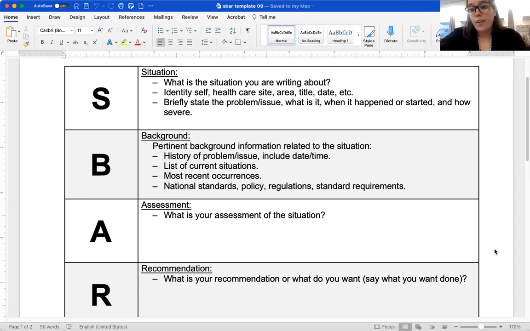So to break down, if you've never heard of SBAR, S stands for situation, B stands for background, A stands for assessment, and R stands for recommendation. So this is a real basic explanation of what they are. When we talk about a situation, we're saying, what is the situation we're calling about? We want to identify who we are, what hospital we're at, what our title is. We want to briefly state what the problem or issue is, when it happened, how it started, and how severe. So let them know what we're calling about.